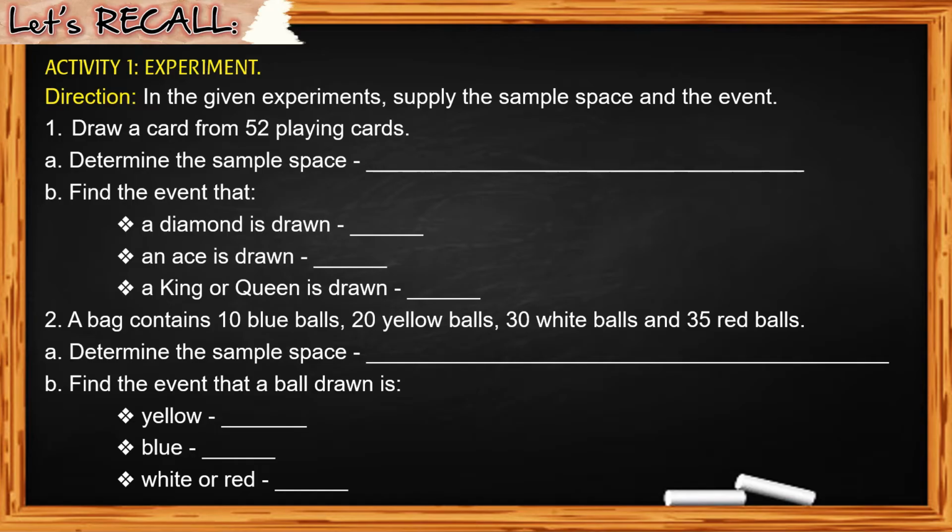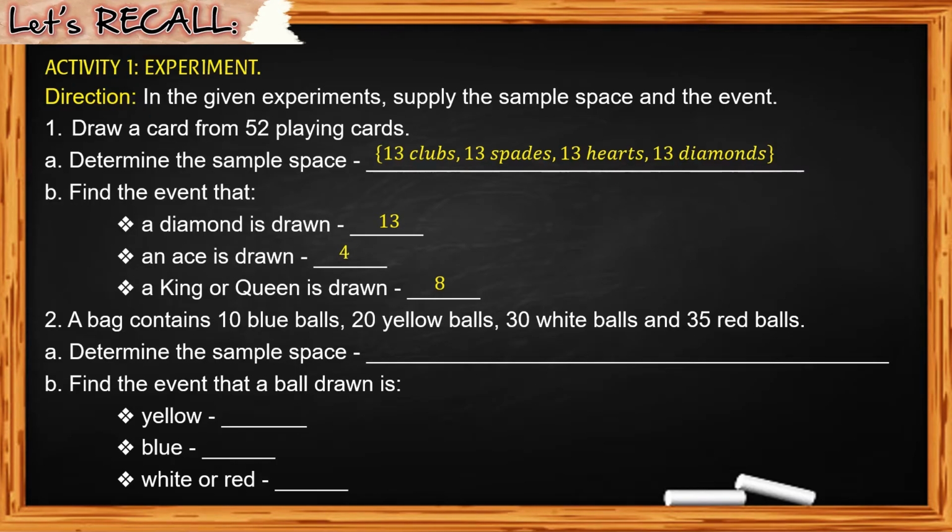For number 1, draw a card from 52 playing cards. For letter A, determine the sample space. So we have 13 clubs, 13 spades, 13 hearts, and 13 diamonds. For letter B, find the event that a diamond is drawn, we have 13. An ace is drawn, we have 4. A king or queen is drawn, we have 8.